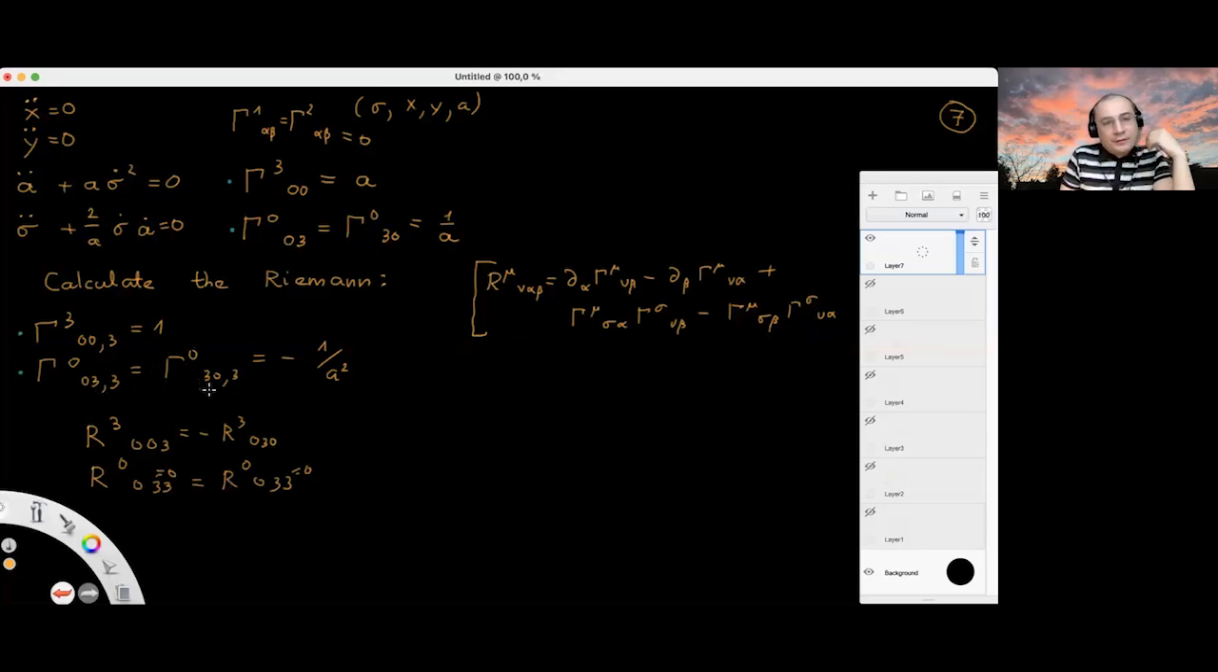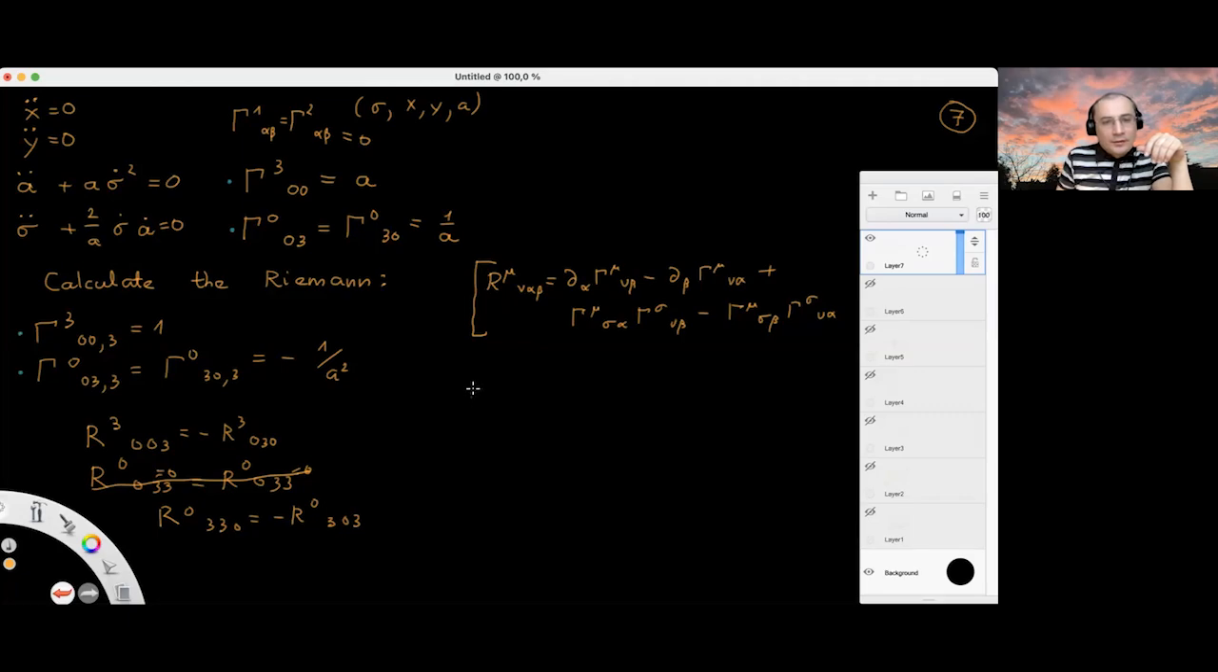Another non-vanishing derivative is right here, and this one could, in principle, so let's cross out this one. This one could contribute to 0, 3, 3, 0 equals to minus R, 0, 3, 0, 3. Okay, and that's it. The derivatives of the Christoffels cannot contribute to any other components of the Riemann.